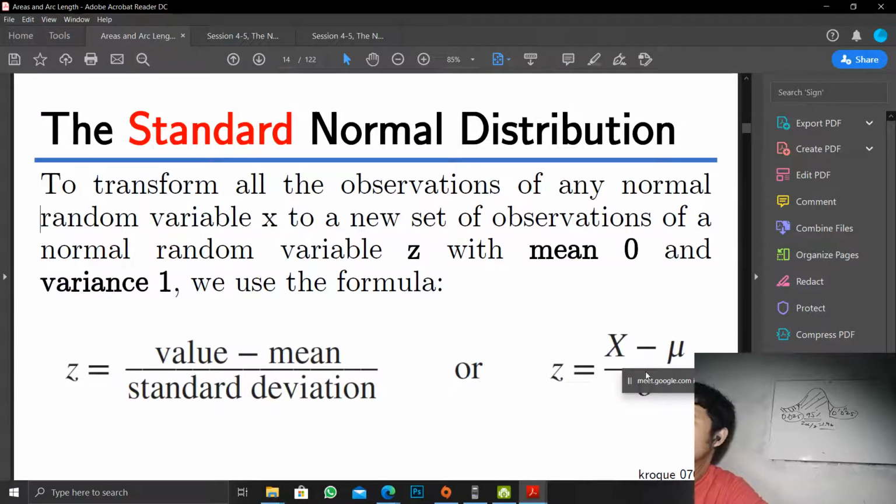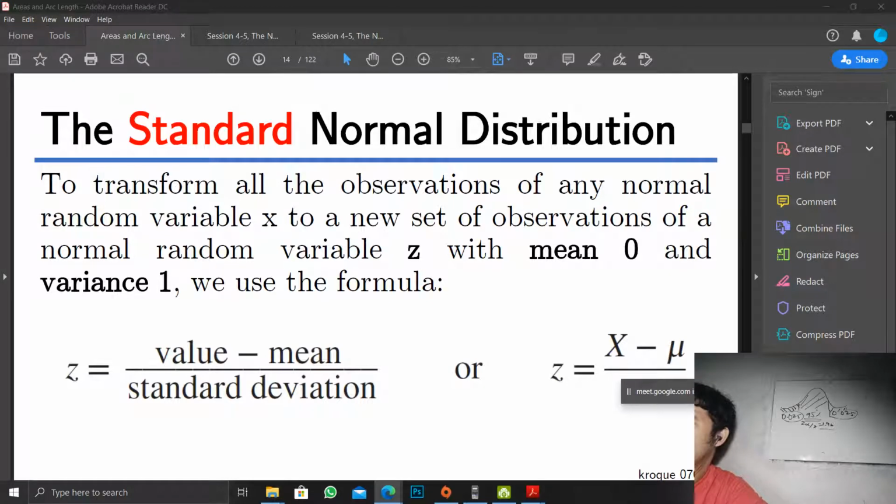So, to transform all the observations of any normal random variable x to a new set of observations with mean 0 and variance 1, we use this formula. Z-score ang tawag dito, Z-score. The Z-score represents how many standard deviations your value is away from the mean, di ba? Yun yun.